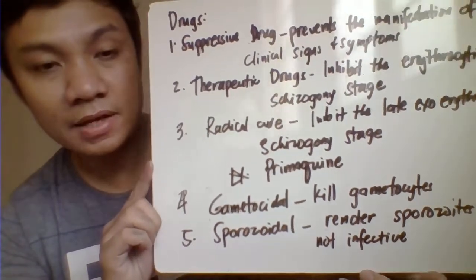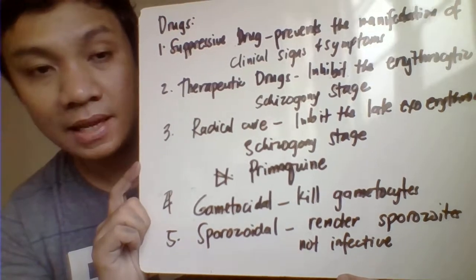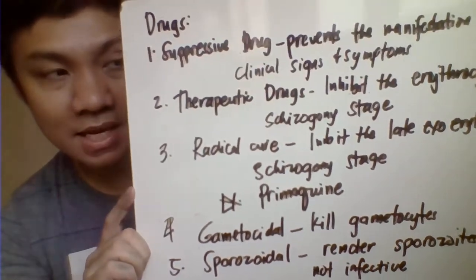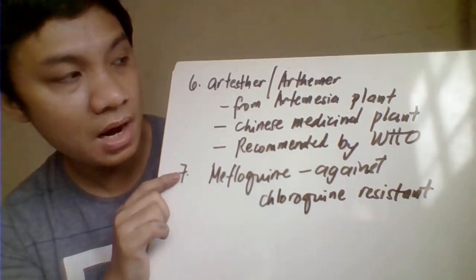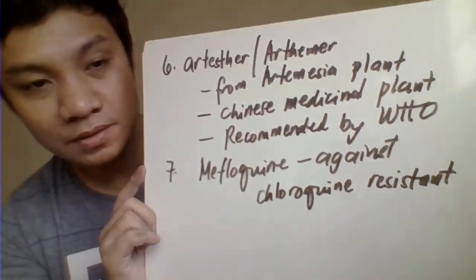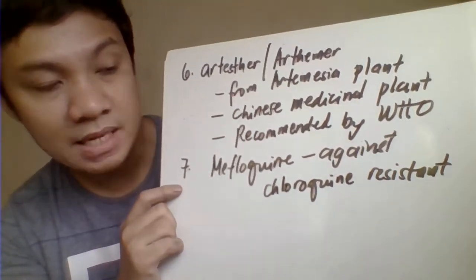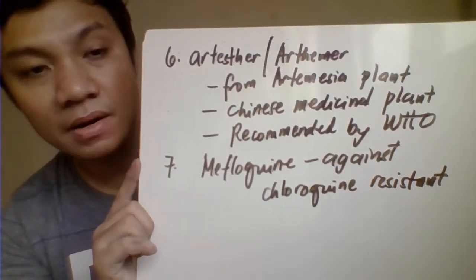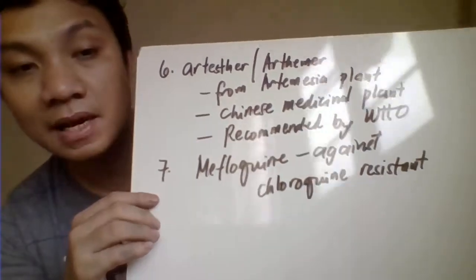Sporozoidal drugs try to render the sporozoites not infective to the human. We have also the Chinese medicinal plant Artemisinin. So this is also effective for the treatment. And we have mefloquine. Okay, for those patients who are resistant against chloroquine, you can use this one when they are resistant to chloroquine.